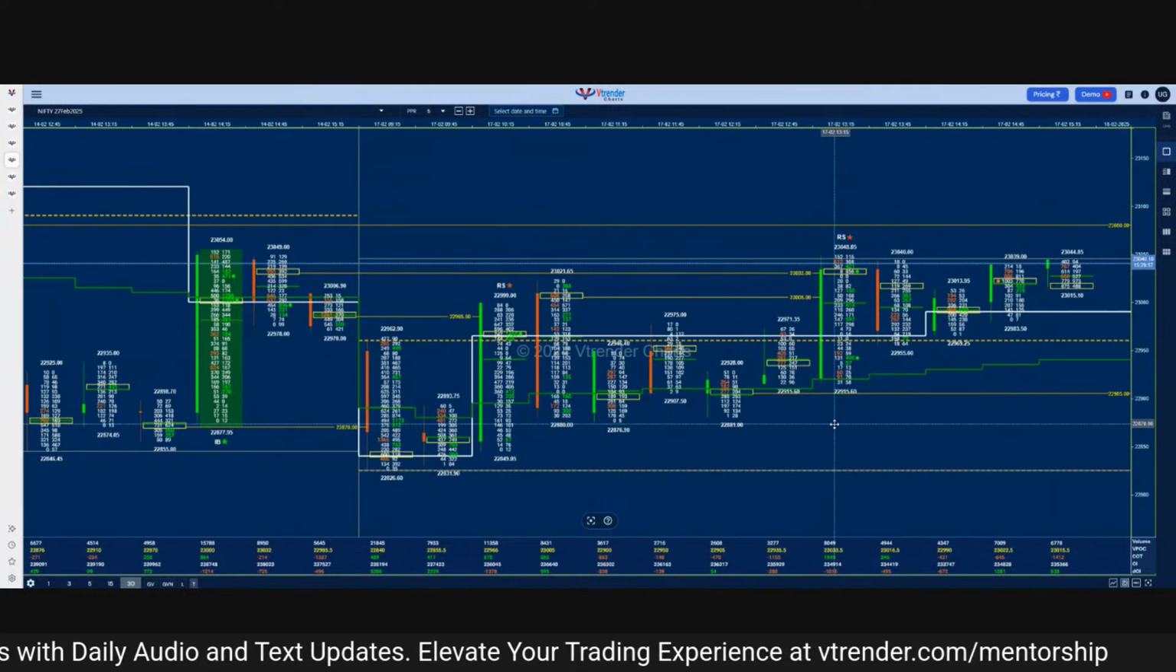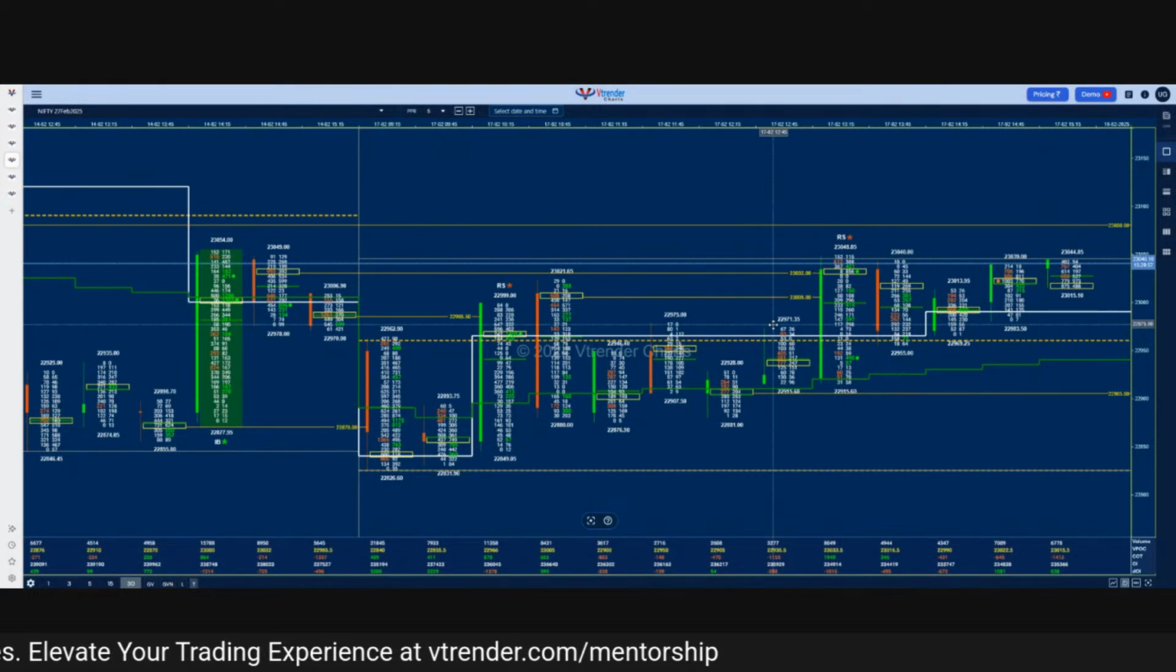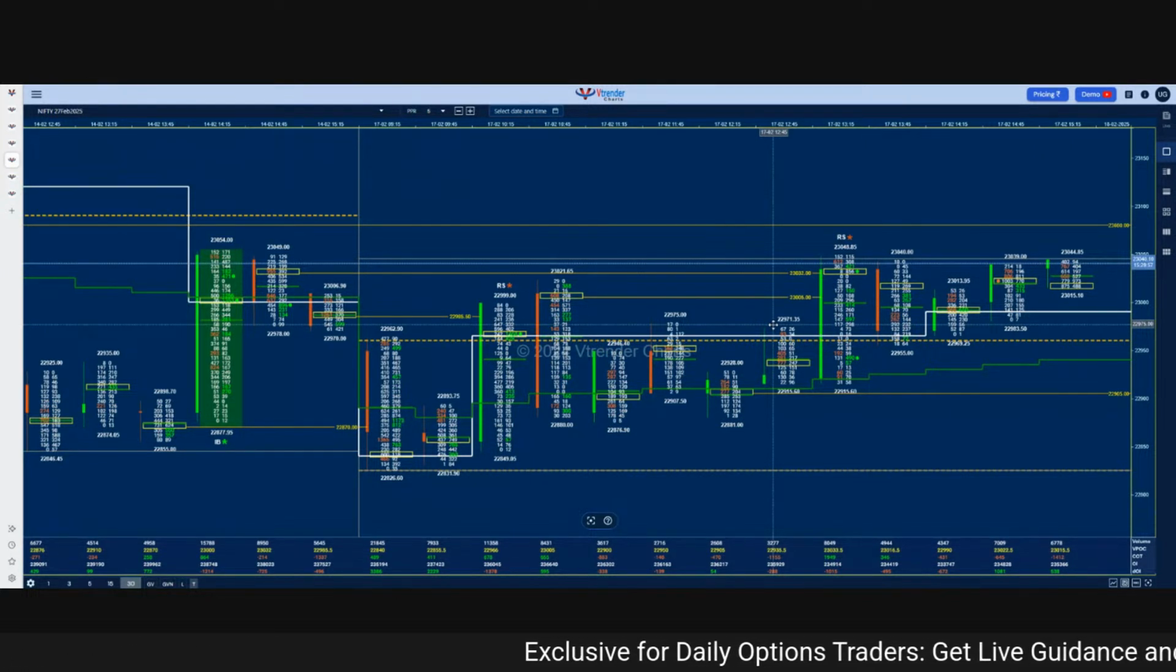So value on the daily is overlapping, so there is not much change. So when you want to be short, you want to see sellers below previous value. So today that was not happening. And if you want to go long, you want to see buyers above previous value.